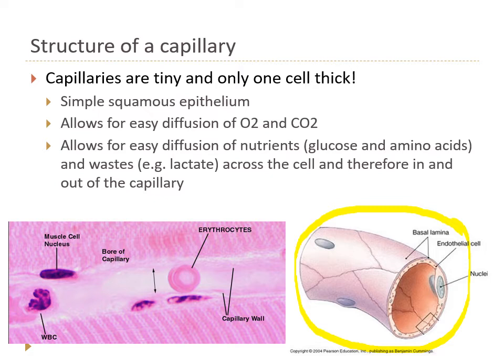On the left, you can see a micrograph of a capillary. So we have some erythrocytes squeaking through, right? You can see the capillary wall is here and here. This capillary happens to be, if you look down here, this should look pretty familiar. That is a skeletal muscle cell. So this capillary is actually traveling in between two different skeletal muscle cells. Pretty neat.